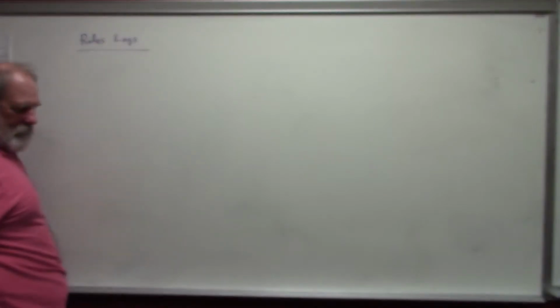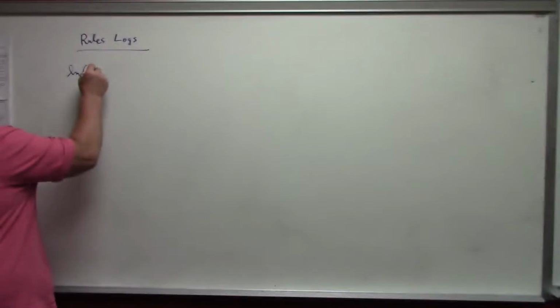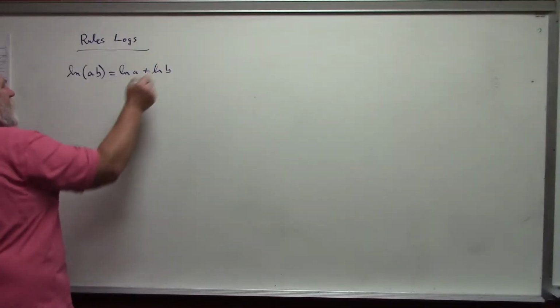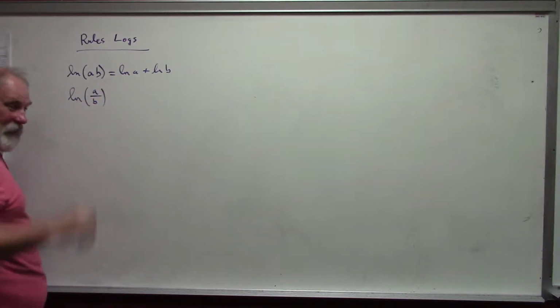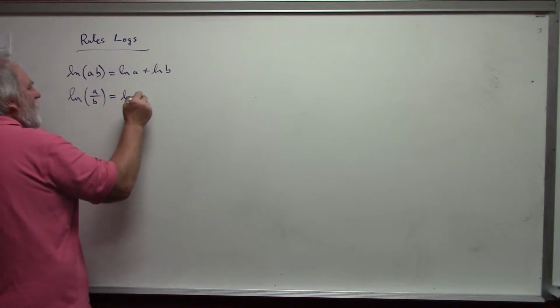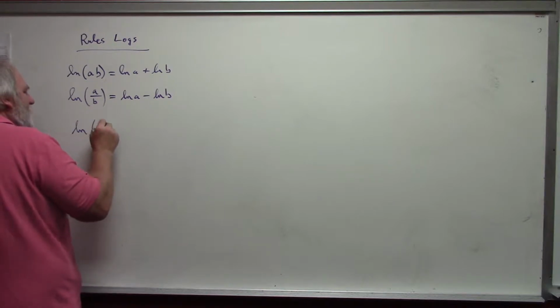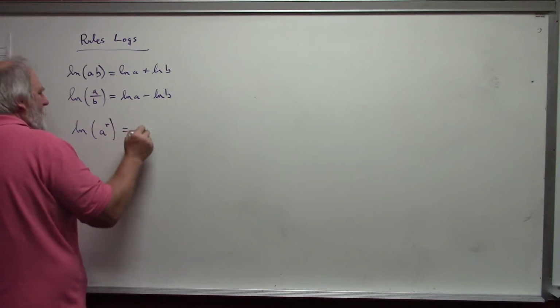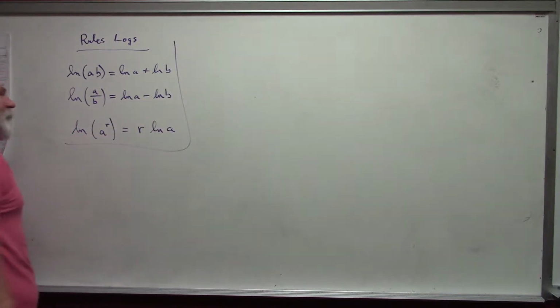Again, I will only write this in terms of natural log. Natural log of a times b is the natural log of a plus the natural log of b. The natural log of a divided by b, assuming a and b are both positive, is equal to the natural log of a minus the natural log of b, and the natural log of a to the r is r times the natural log of a. These are simple basic rules of logarithms.